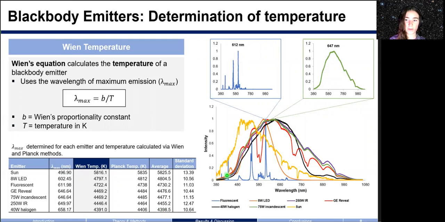Second aspect of this experiment centered around blackbody radiation. So after we got our emission spectra shown in the bottom figure, the temperature was determined via 2 different methods. Wien's method uses the wavelength of maximum emission to determine the temperature of a blackbody. And I have this wavelength shown here for the fluorescent bulb in blue and for the incandescent bulb in the green. And the sun was calculated to have the highest Wien's temperature at around 6,000 Kelvin.